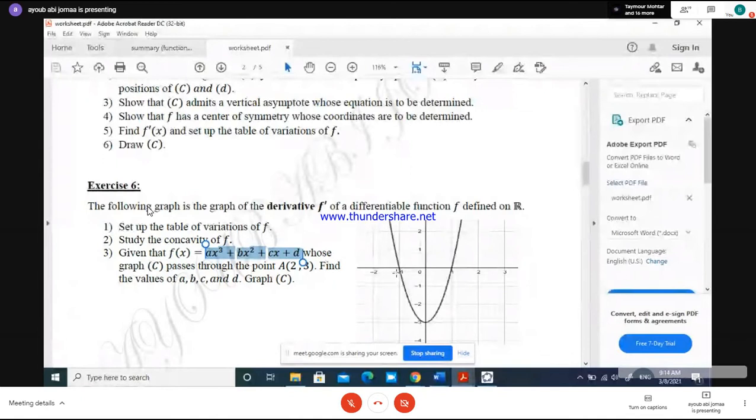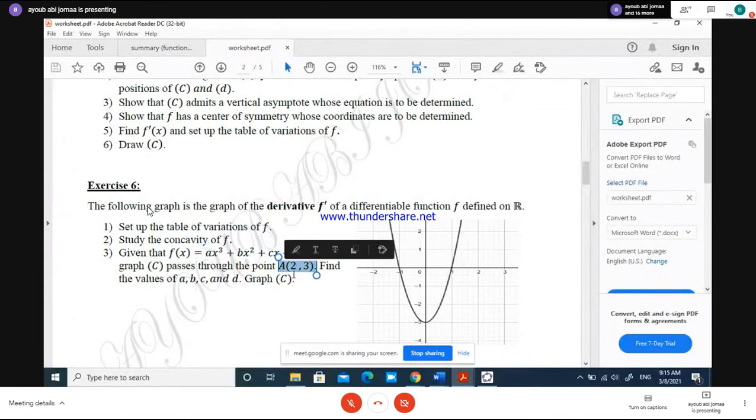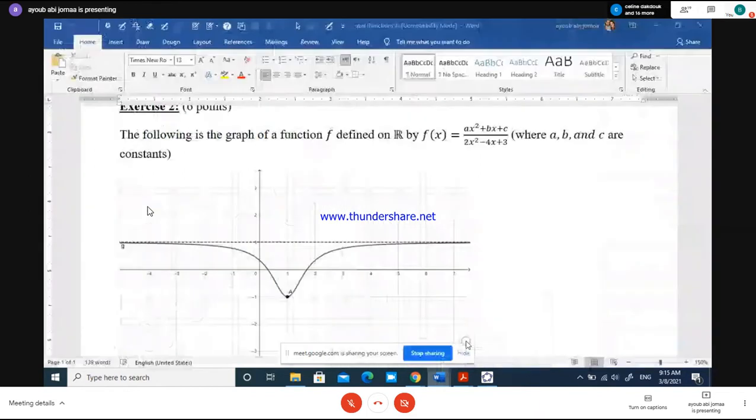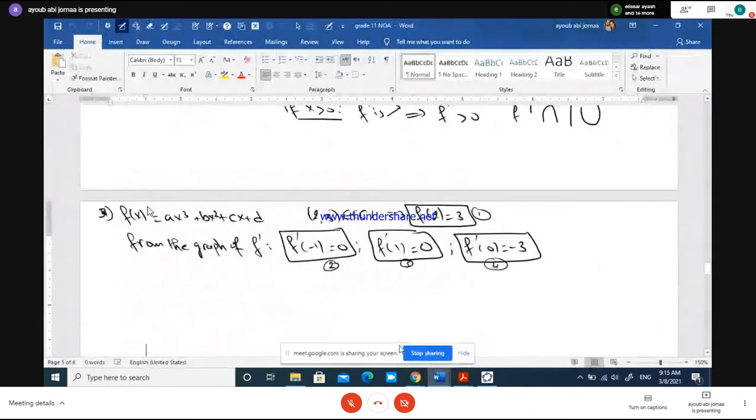So again, f prime of -1 is 0, f prime of 1 is equal to 0, f prime of 0 is -3. In addition to this, it's given that (2, 3) belongs to the curve. That means that f of 2 is equal to 3. So that's what we wrote last time.